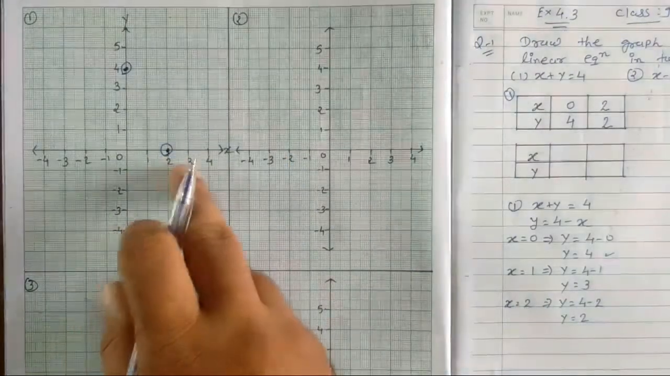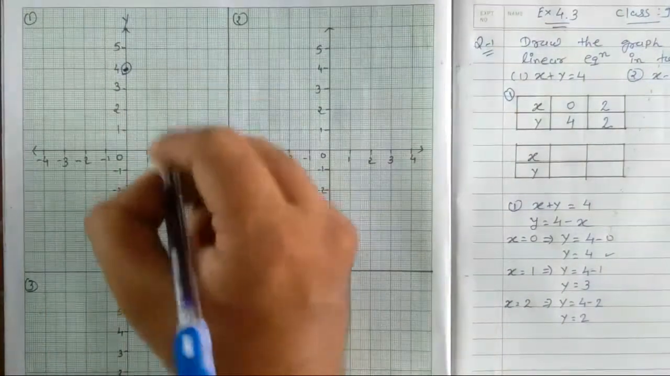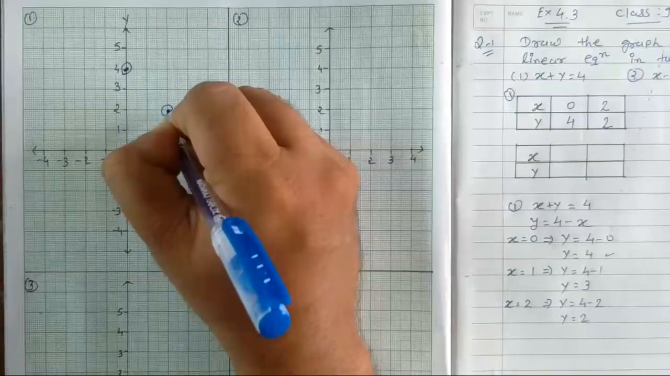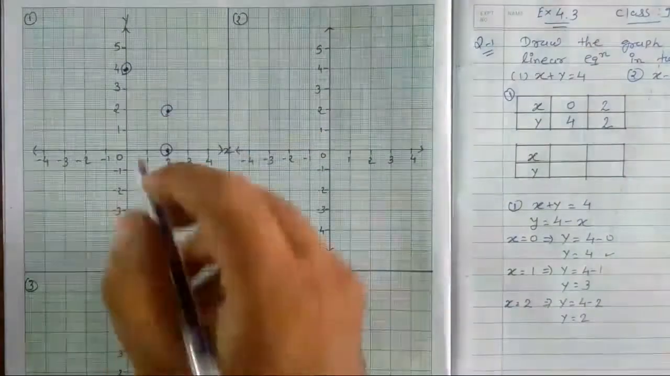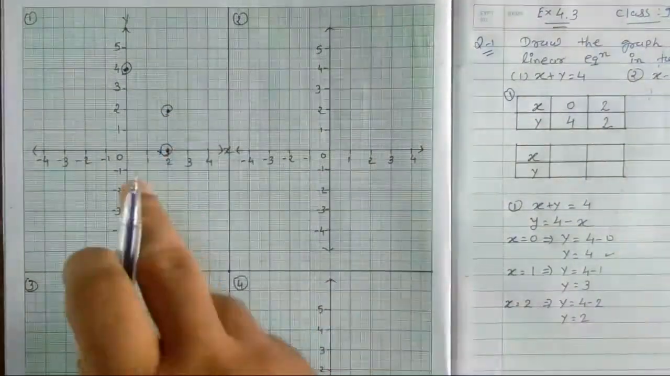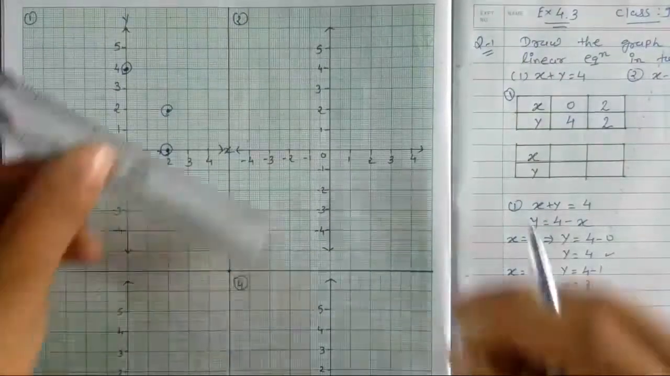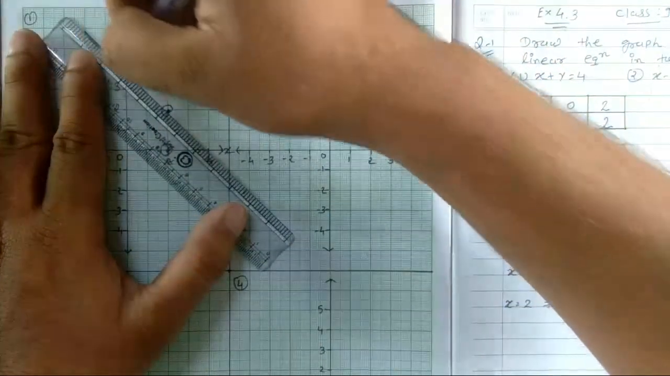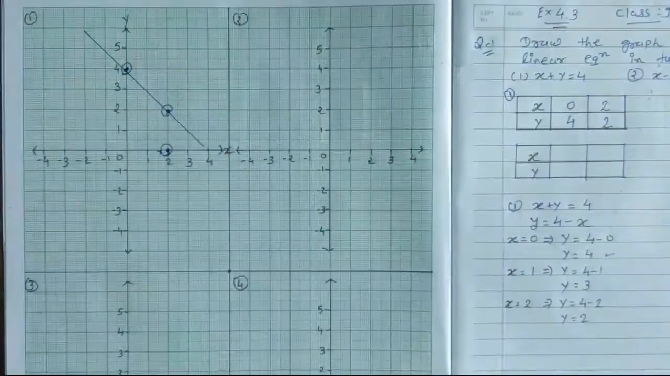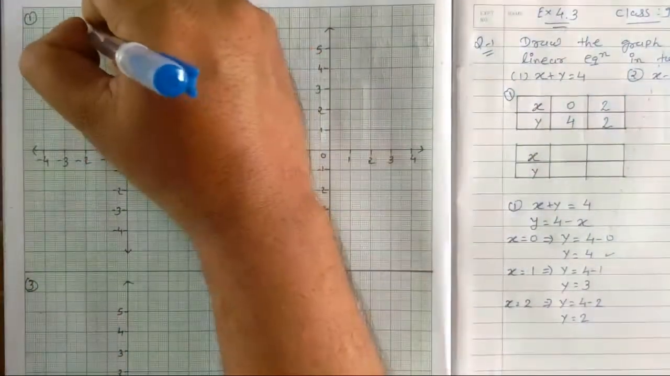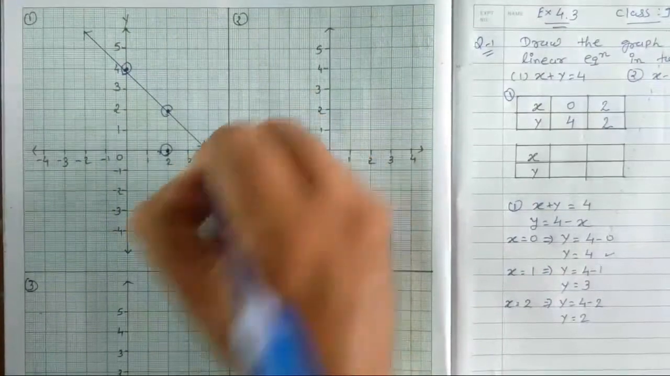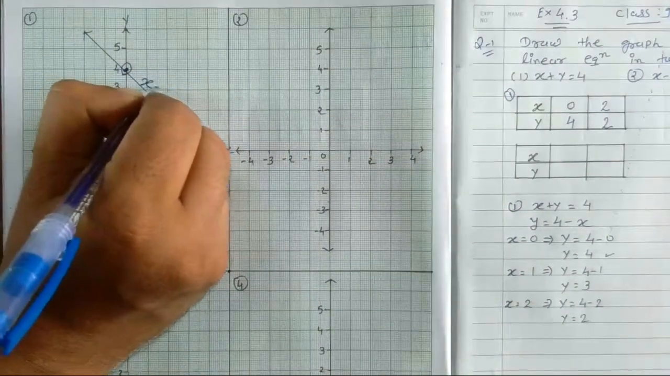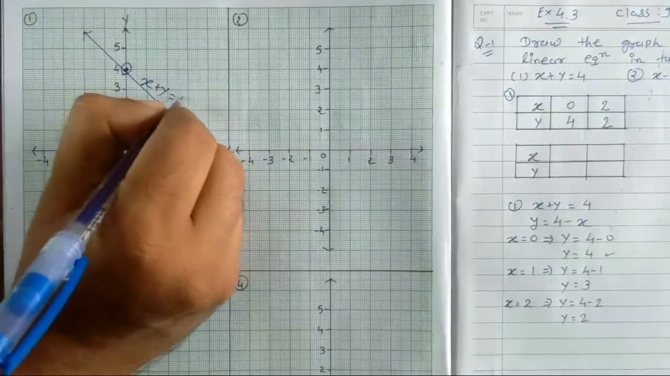When x is equal to 2, at that time y is equal to 2. So 2 will be here. Sorry, this is wrong. So we can draw like this. This is a linear equation. So we can write here our equation x plus y equal to 4.